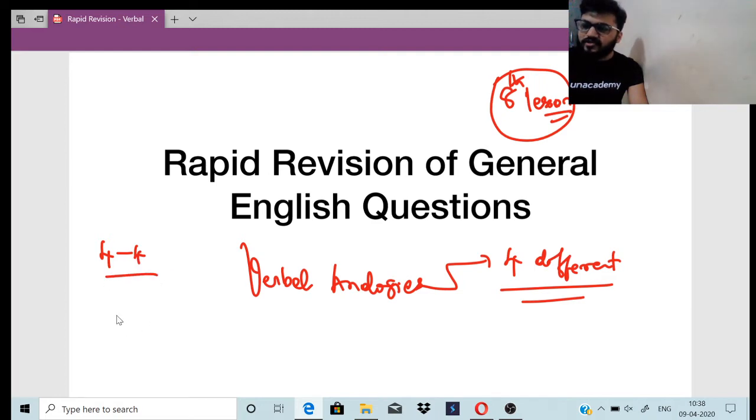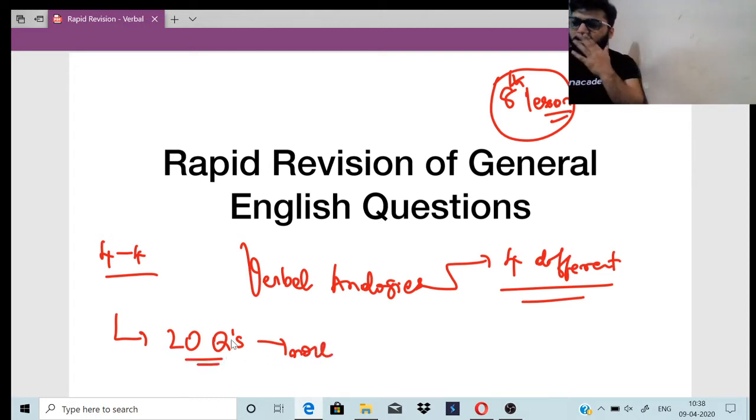So in today's class, you will have a total of 20 questions, as verbal analogies are easy and need more practice. I have brought more questions in today's class. We'll try to solve every question. There are four different types, and I have brought four to five questions in each type.